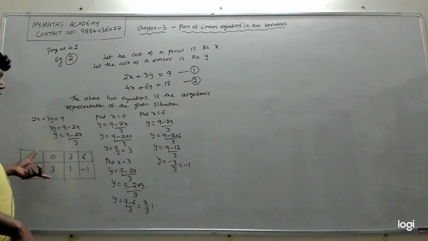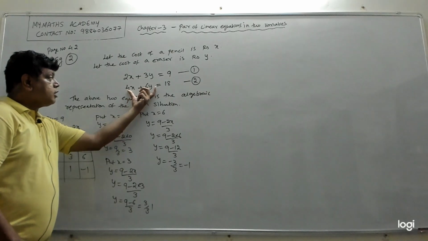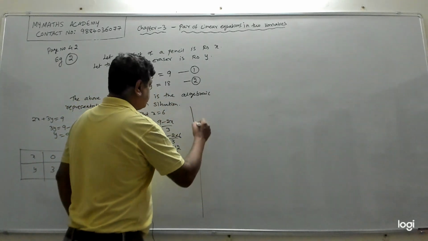Right? Now we have got 3 points. So let's keep it as it is. Then we will try to similarly get the same set of points for this one. Let's take the second equation. We have to find that.